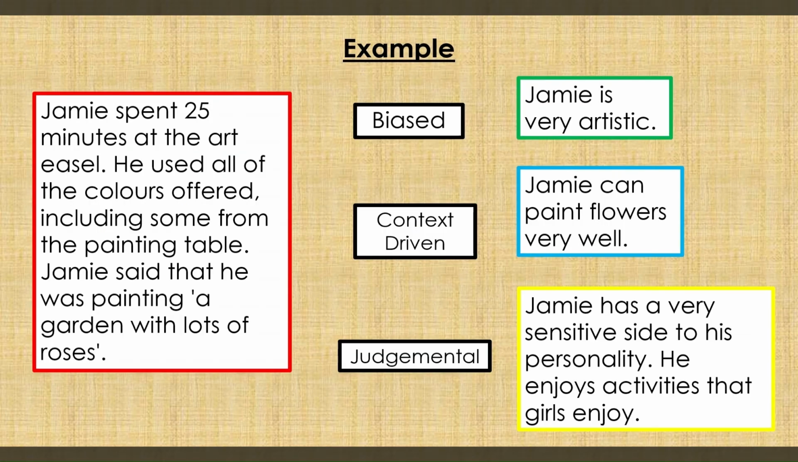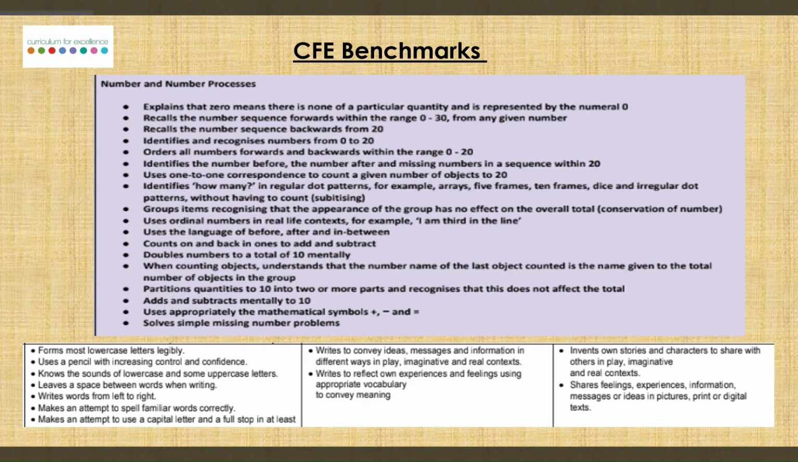Here's an example of an observation and how the use of language can change it to be biased, context-driven, or judgmental. Here are a couple of examples of benchmarks in the Numeracy and Literacy East Lothian frameworks. These are useful for staff to know what it is we hope children will learn, and we can use this language to write our observations to ensure they have a focus on learning.